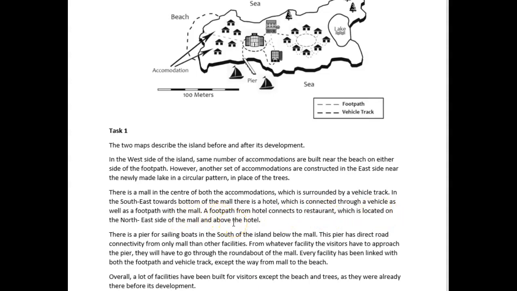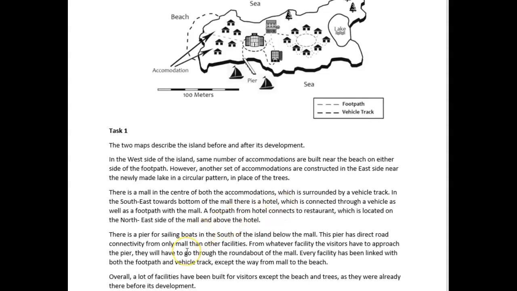There is a pier. All right, careful with this "there is," because you've started this with "there is," and then you have this with "there is" as well. So what you could have said instead was, a pier for sailing boats in the south of the island was constructed below the mall. This pier has direct road connectivity only from the mall.